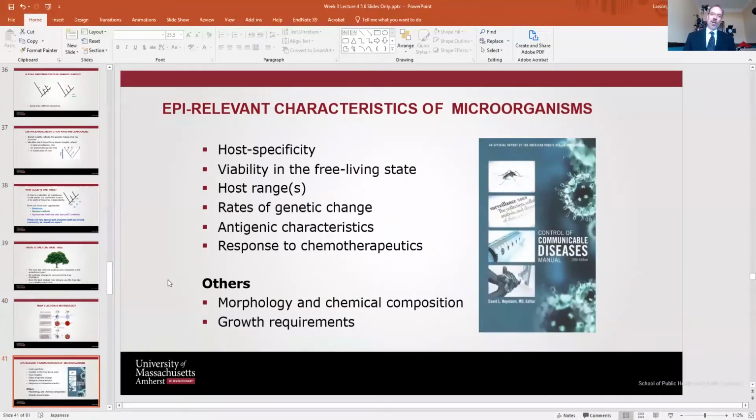Epi-relevant characteristics of microorganisms are: one, host specificity. Pathogens can be host specific, not always. Sometimes they're multi-host specific. Viability in the free living state, especially for bacteria. Host ranges, rates of genetic change, antigenic characteristics, response to chemotherapeutics, and morphology, chemical composition and growth requirements.